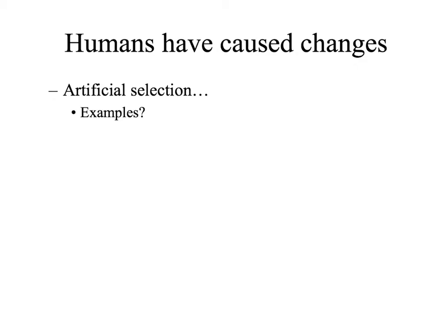We can also see that humans have caused change in organisms. Artificial selection is the process where humans pick selected traits or beneficial traits in an organism, and we affect their breeding and reproduction to make sure that those beneficial traits get passed on from generation to generation.